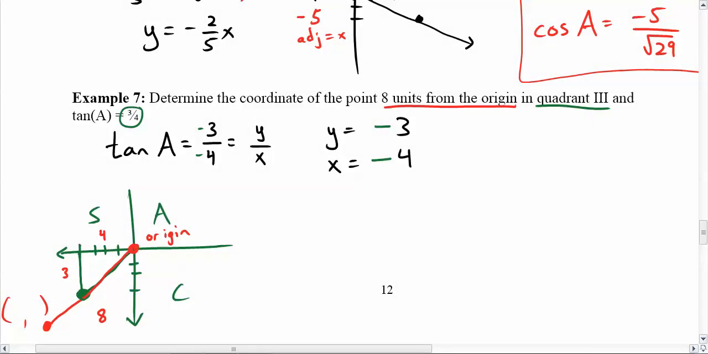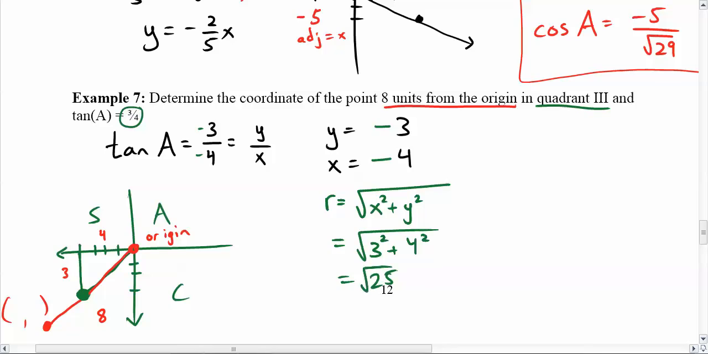Do you know how far away this green point is from the origin? Let's figure out the radius for the green triangle. It's the square root of x squared plus y squared. This is one of those special triangles. 3 squared is 9, 4 squared is 16, 9 plus 16 is 25. So the radius is 5. So right now, that green point is 5 away from the origin. And I want it to be 8 away from the origin. So I have to take that green triangle and make it bigger.